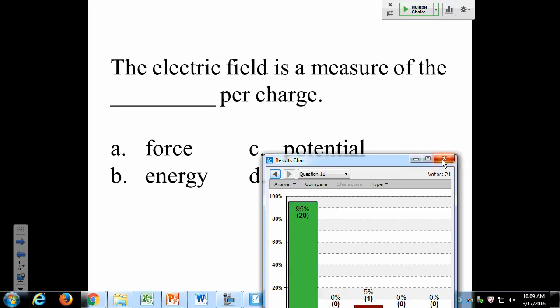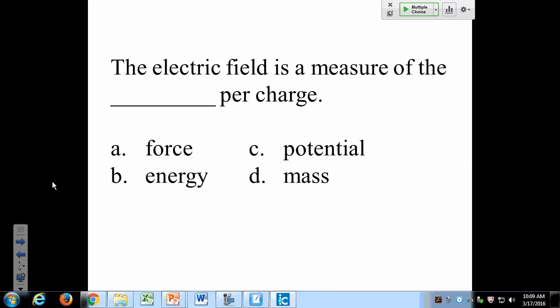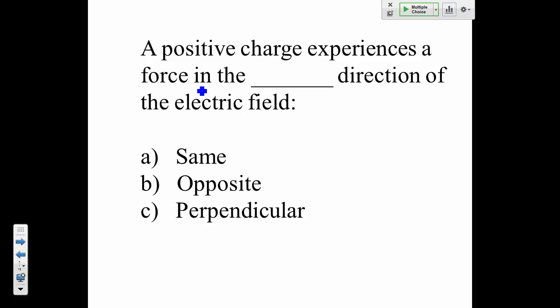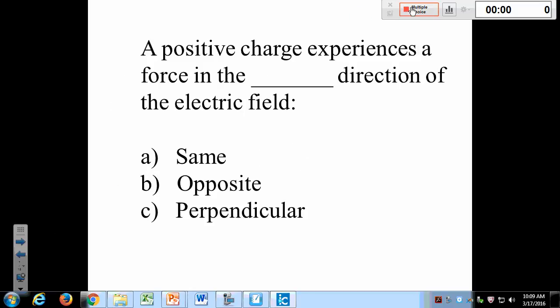Okay, awesome. A is right. It is force per unit charge. A positive charge experiences a force in the what? The same, opposite, or does it experience a force in the perpendicular direction to the electric field? If I have an electric field, what is the direction of the force on a positive charge? All right, I'll stop at 33.